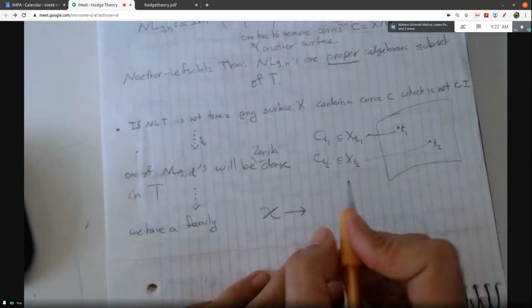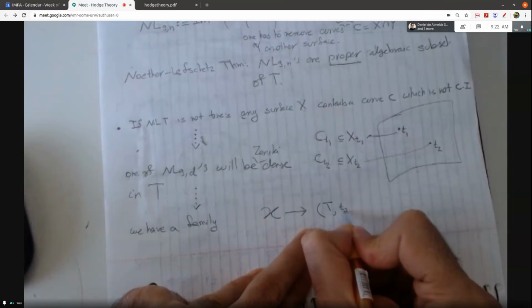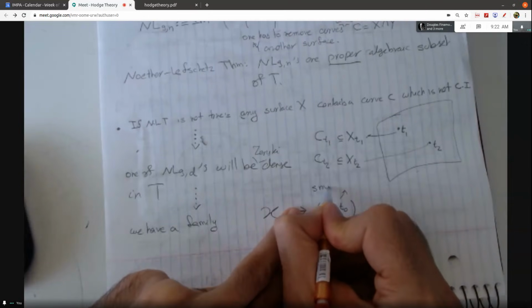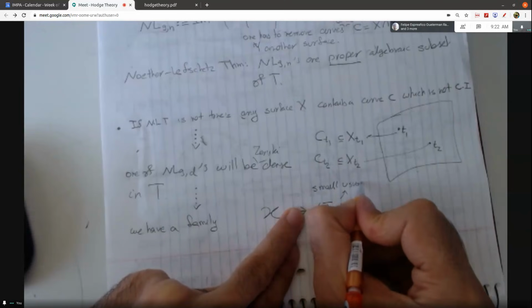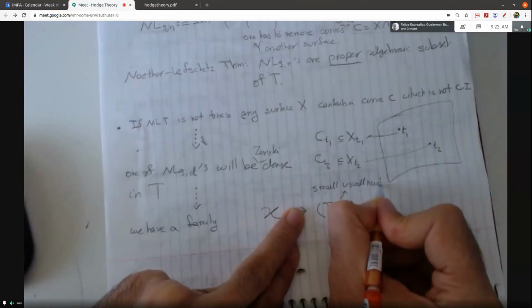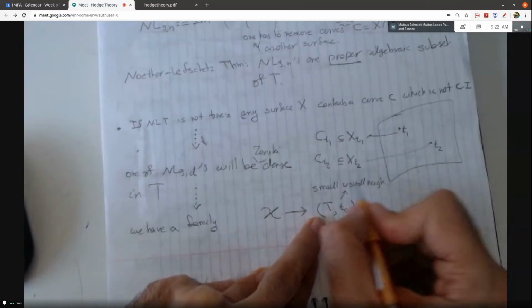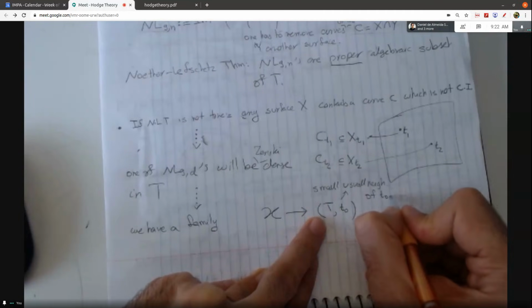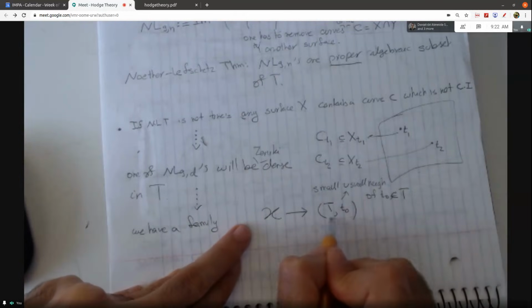So for this statement, I will need locally. So let's write T around some point T0. So this means a small neighborhood, a small usual neighborhood. When I say usual, it means not Zariski, the classical topology. Usual neighborhood of T0 in T.